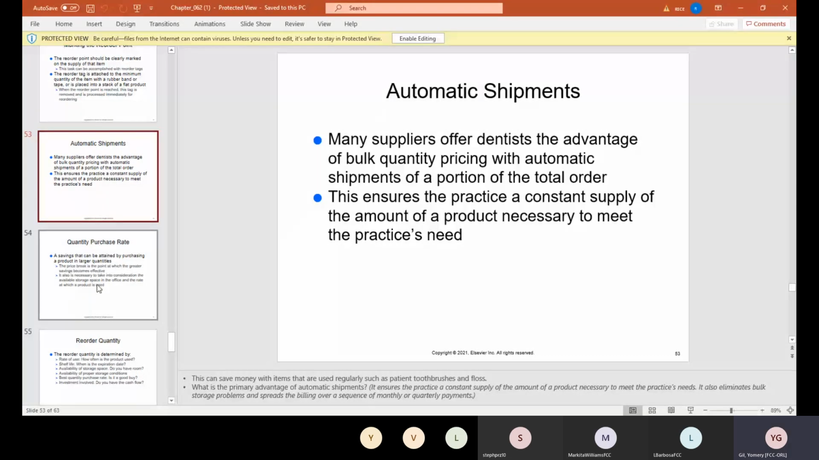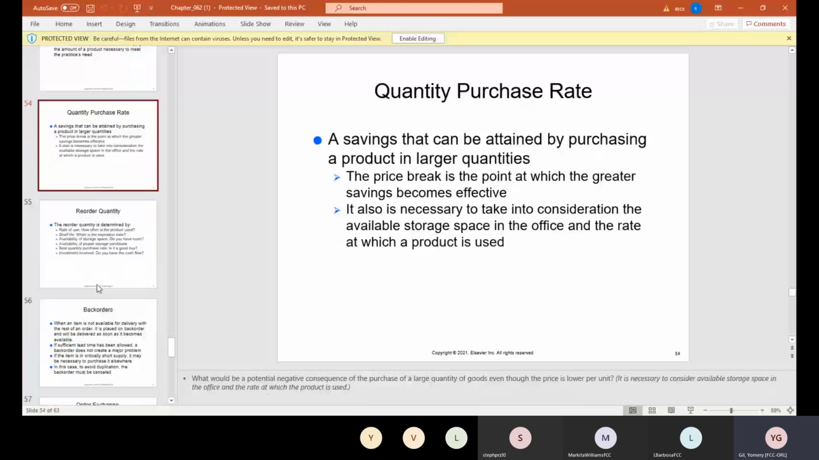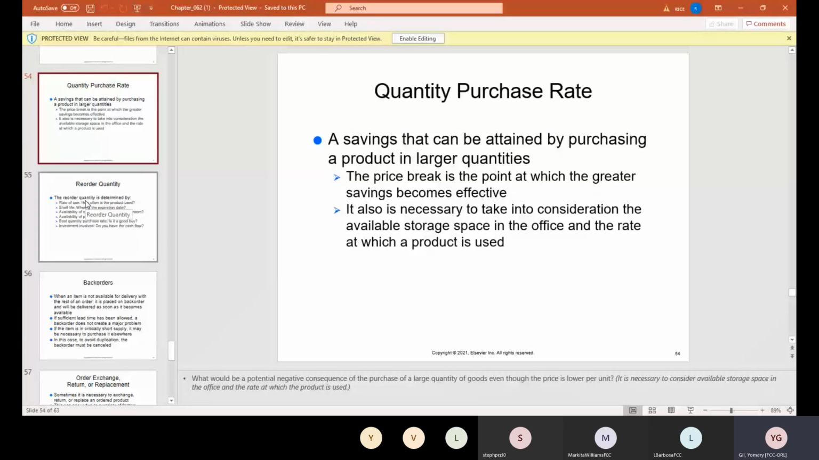Quantity purchase rate, a savings that can be attained by purchasing a product in larger quantities, so basically in bulk. The price break is the point at which the greater savings becomes effective. It also is necessary to take into consideration the available storage space in the office and the rate at which a product is used. So obviously what they mean is you're not going to buy 100 cases of gloves if you don't have anywhere to store them, okay? Just because you're going to get them cheaper. Well, where are you going to put them? That's the quantity purchase rate.